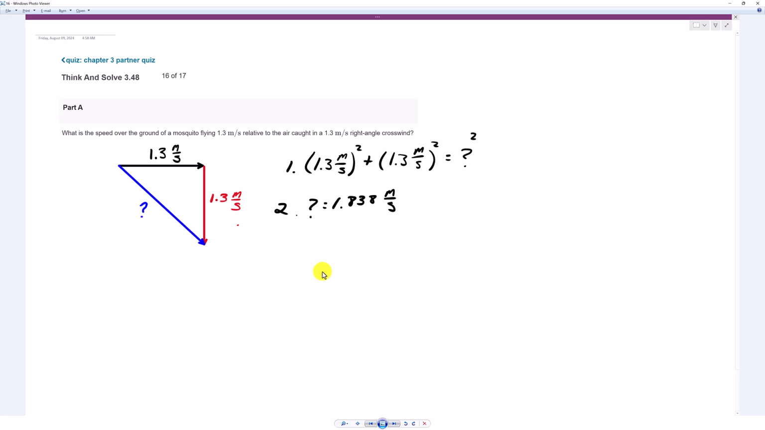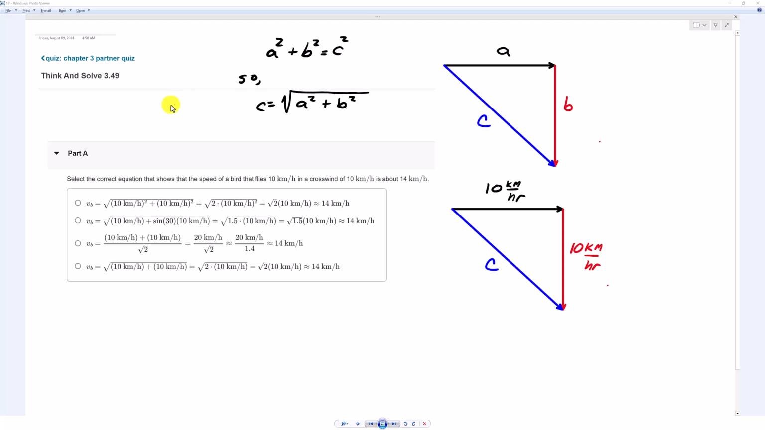So now I'm going to use the Pythagorean theorem. And again, you might be used to seeing something like a squared plus b squared equals c squared. It's the same exact thing here. So in my case, I'm going to do 1.3 meters per second squared plus 1.3 meters per second squared equals the question mark squared. And again, don't let this throw you. You're used to a squared plus b squared equals c squared. It's the same thing here, just the names change, but the math is the same. So if I square 1.3 and then I add it to 1.3 squared, I get a result. I take the square root of that result and I get the correct answer.